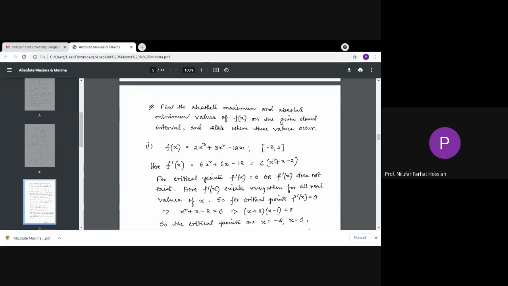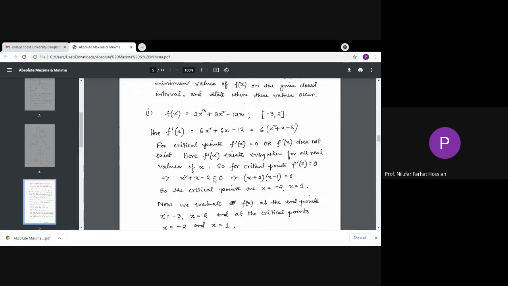Your stepping was, at first you have to find the critical values, critical points of this function. So for critical points, you have to find the derivative of this function. It will be 6x squared plus 6x minus 12. Take 6 common, it is x squared plus x minus 2. And for critical points, either f'(x) equal to 0 or f'(x) does not exist. Here, f'(x) exists everywhere for all real values of x lying in this interval.